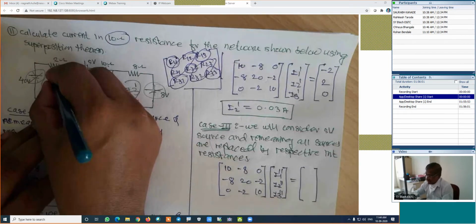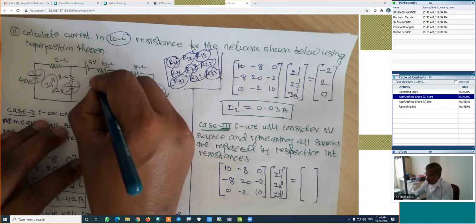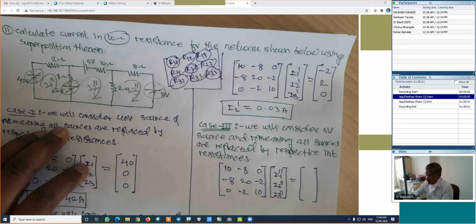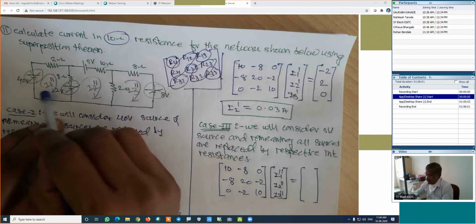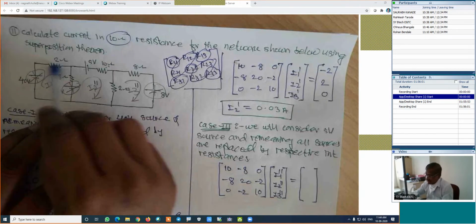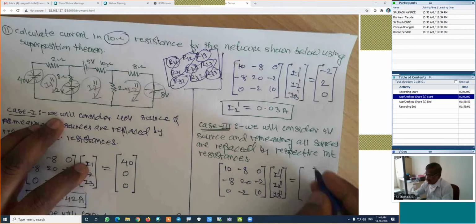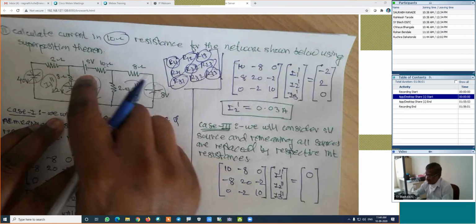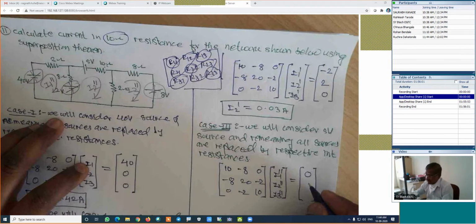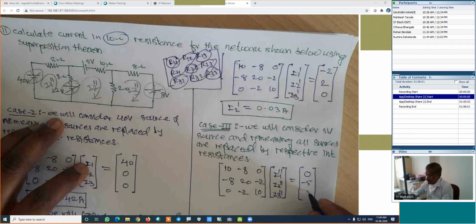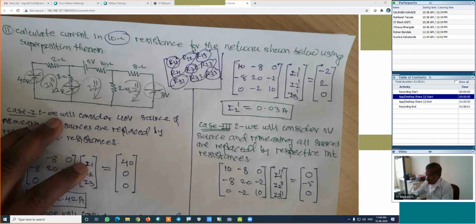Here in the second case, I will name these as I1 double dash, I2 double dash, and I3 double dash. What is the constant for loop 1? There is no battery, because we have replaced it by its internal resistance of 0 value. That's why the constant will be 0. For loop 2, how much is the constant? We are traveling with the direction of the current, positive to negative, which is -5, and the constant for the third loop is 0. Is it right?